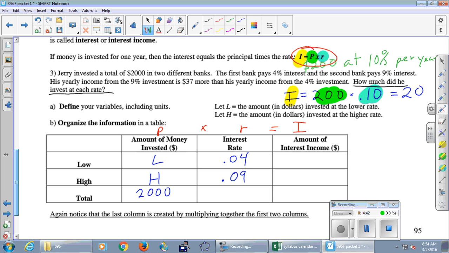And like we said before, oftentimes when we set up these tables, you're going to multiply the first two columns and put it in the last column, which is kind of surprising because this problem really has nothing to do with the candy, right? It's a completely different context, but still we've set up the table in just such a way that we can continue to multiply the two columns and put it in the last column. So here, 0.04L, here is a 0.09H.